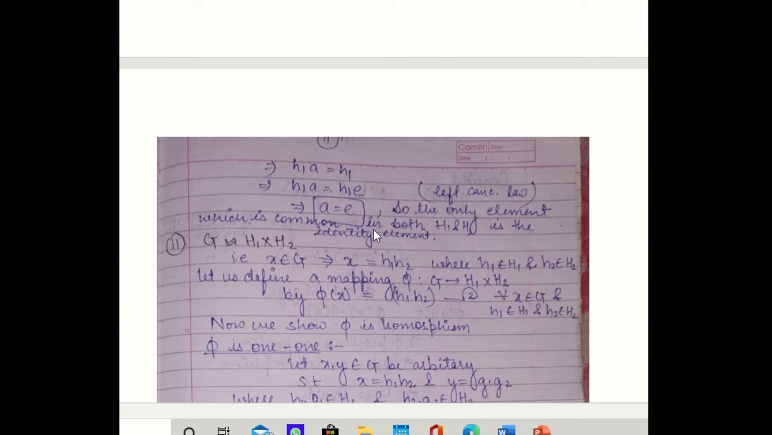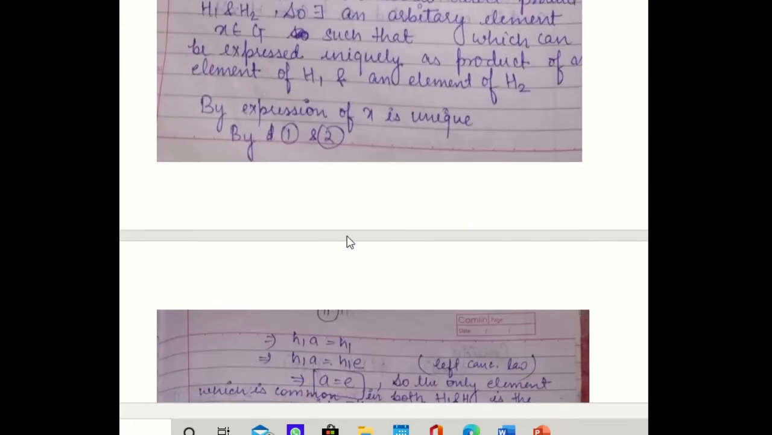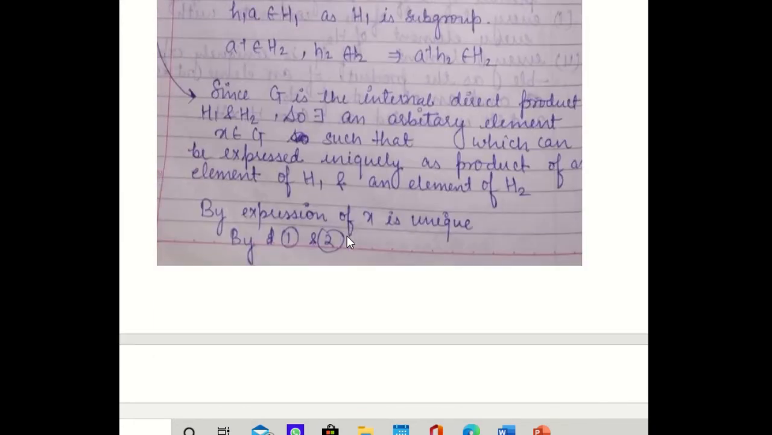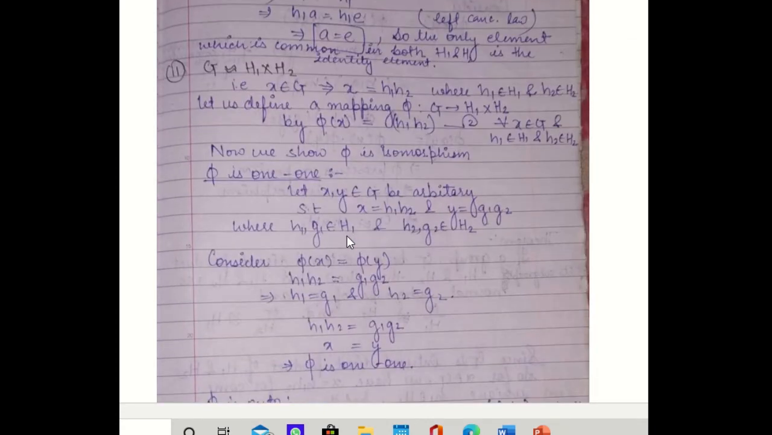So we took any element a belonging to H1 intersection H2, which is common to both H1 and H2, and we were able to prove that a is equal to the identity. So E is the only element which is common to both the subgroups H1 and H2. So the first part of the theorem is proved. Now to prove the second part, we have to show that G is isomorphic to H1 cross H2.